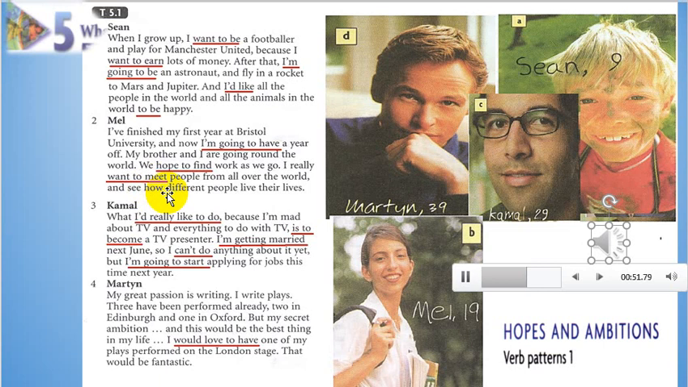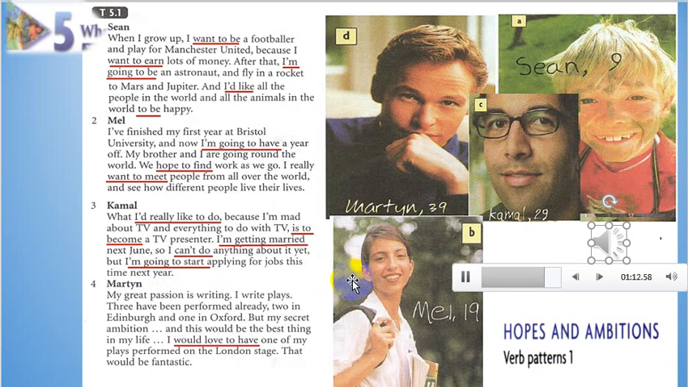Kamal. What I'd really like to do, because I'm mad about TV and everything to do with TV, is to become a TV presenter. I'm getting married next June, so I can't do anything about it yet. But I'm going to start applying for jobs this time next year.